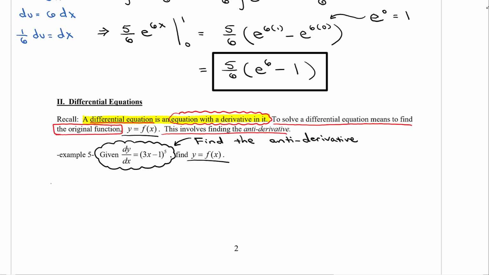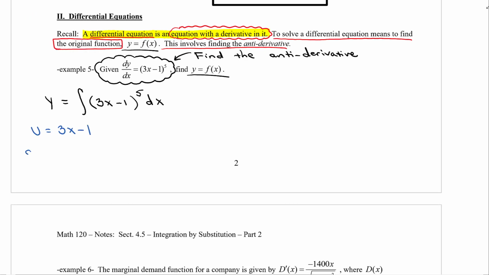I'm going to set this up. I'm going to write here y equals the integral of, open up a set of parentheses, 3x minus 1, close the parentheses, raised to the 5th power dx. So now we can go ahead and integrate this. I'm going to set u equal to 3x minus 1. Therefore, du is going to be equal to 3 dx. So 1/3 du is equal to dx. So now we can go ahead and do our substitution. So this is going to be 1/3 times the integral of u raised to the 5th power du.